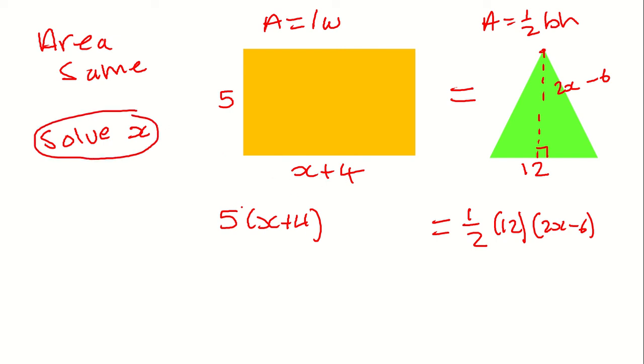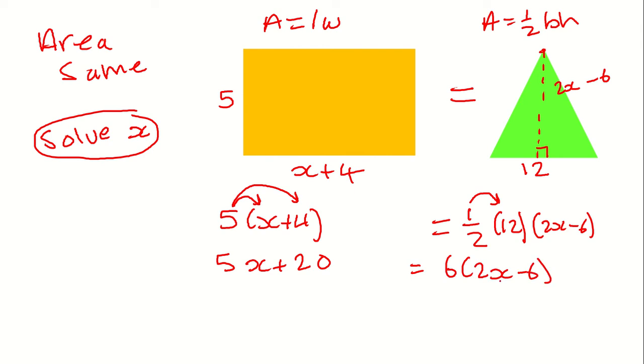So the first thing I'm going to do is simplify it by expanding the bracket on the left. So 5 times x is 5x, 5 times 4 is 20, equals a half times 12. We can do that one first. A half times 12 is going to give me 6. And I need to multiply this by 2x minus 6. So again, expand the bracket. 6 times 2x is 12x, and 6 times 6 is 36. Because that's a negative, make sure you leave that in.